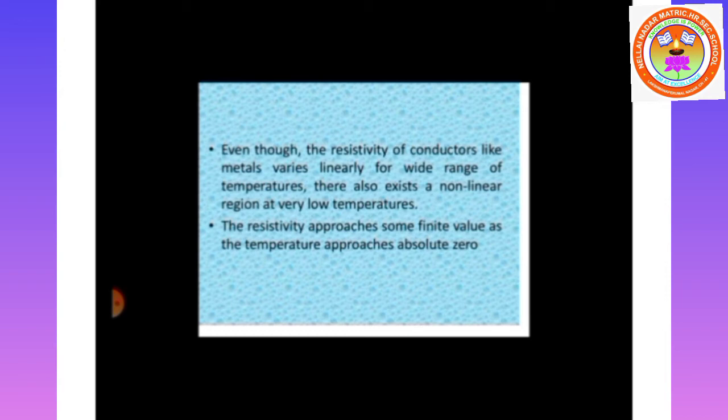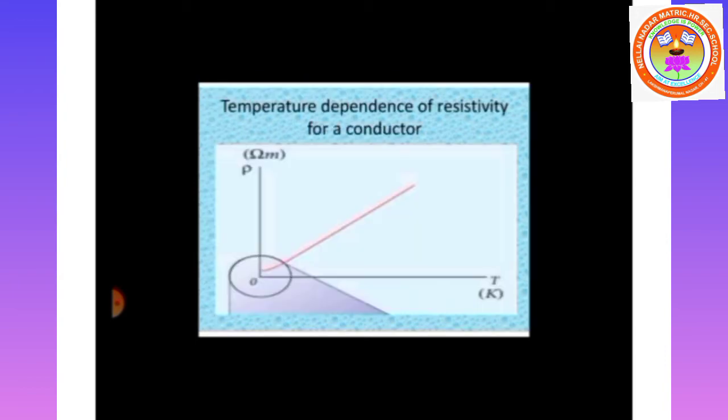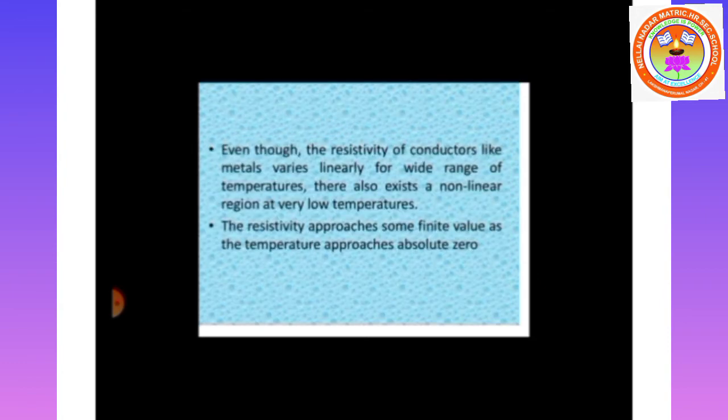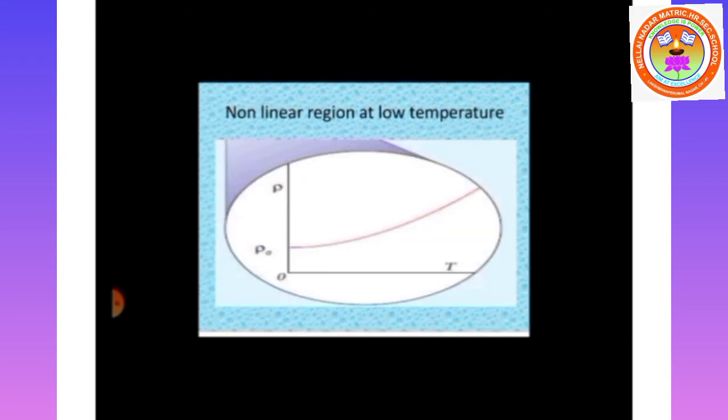Then the resistivity approaches some finite value as the temperature approaches absolute zero. When the temperature reaches zero, the resistivity reaches a finite value. It does not reach zero. It approaches a finite value. So this is a graph for the non-linear region at a low temperature.